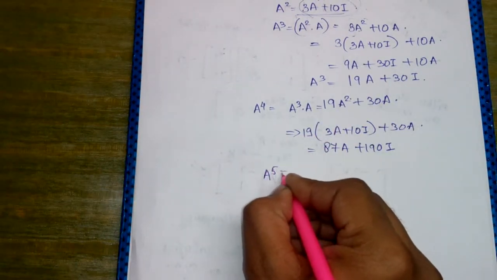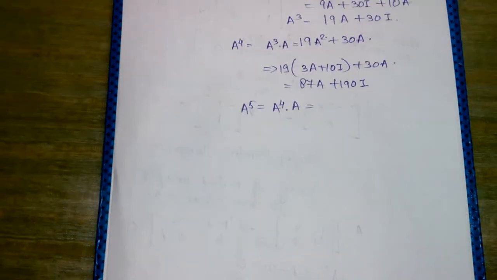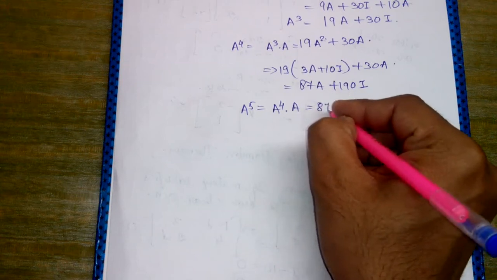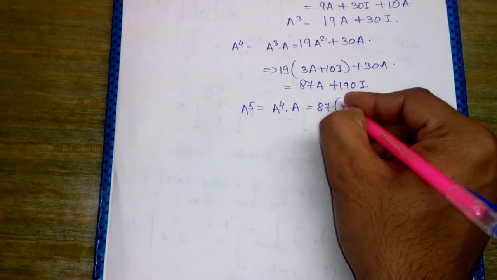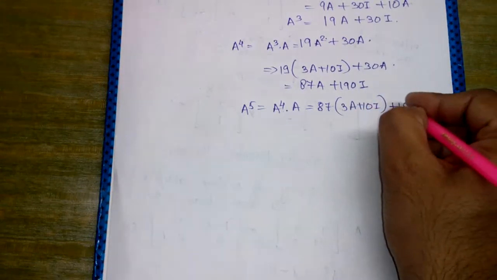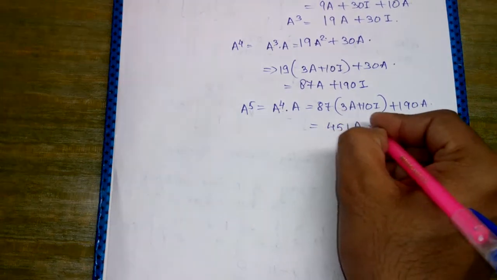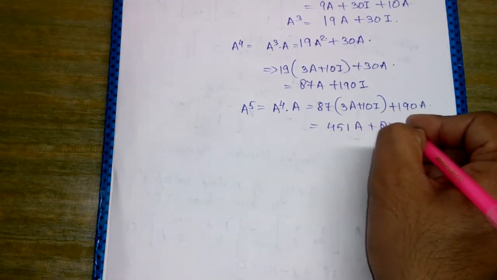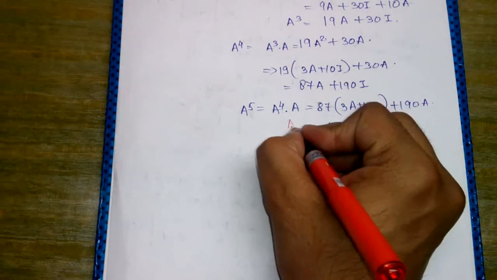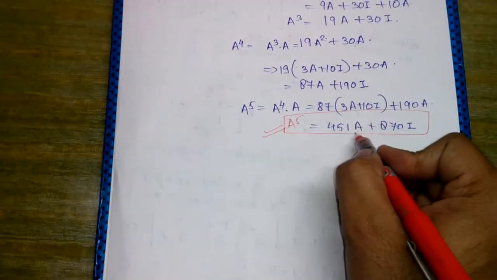Now A to the power 5 is simply A to the power 4 into A. We will multiply, so A to the power 5 comes out to be 87 into 3A plus 10I plus 190A, and it is 451A plus 870I. So we have expressed A to the power 5 as a linear polynomial in terms of A.